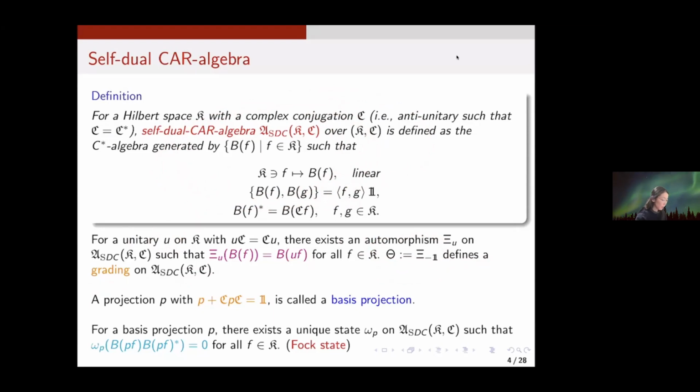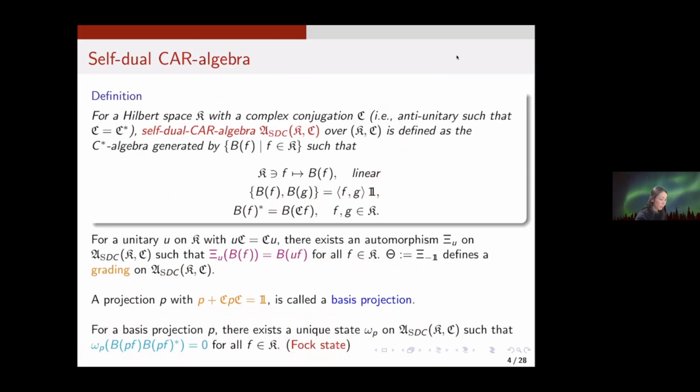Now I would like to talk about states. There is a way to construct a class of states, which are called Fock states. It goes as follows. Let P be a projection which satisfies this condition with the complex conjugation here. Such a projection satisfying this condition is called a basis projection. And out of this basis projection, we can construct a Fock state. Namely, for a basis projection, there exists a unique state, which is denoted by omega P, on this self-dual CAR algebra, satisfying this condition. So out of a basis projection, we can define a state, which is a Fock state or quasi-free state.